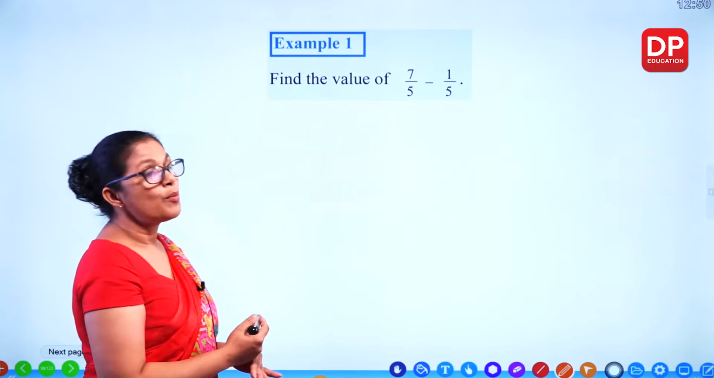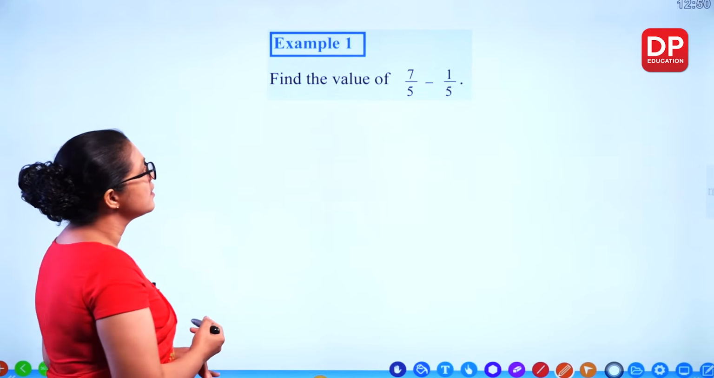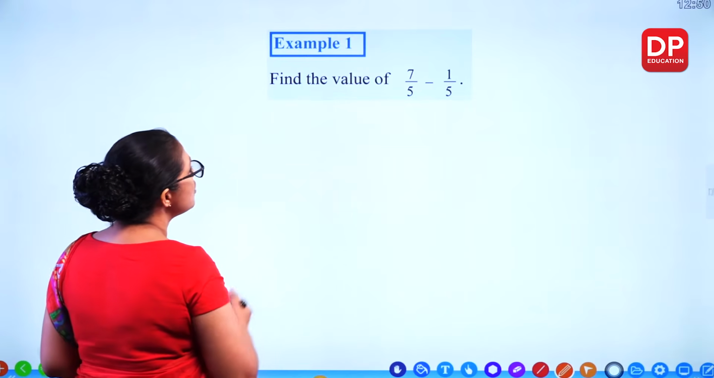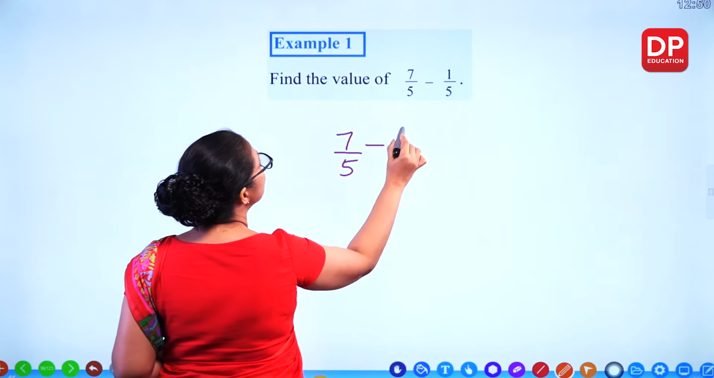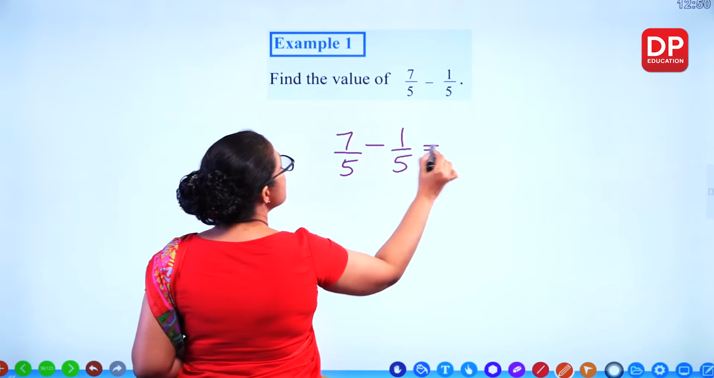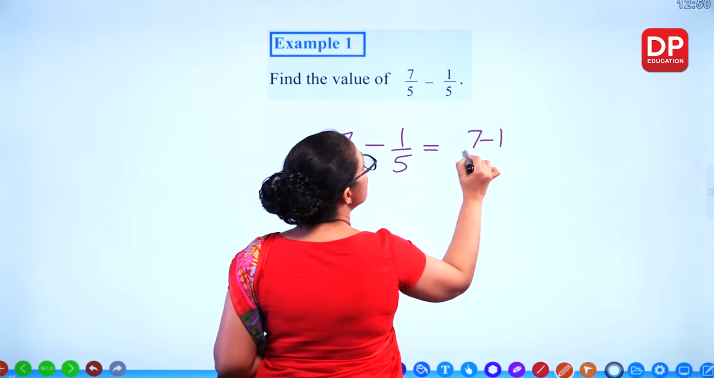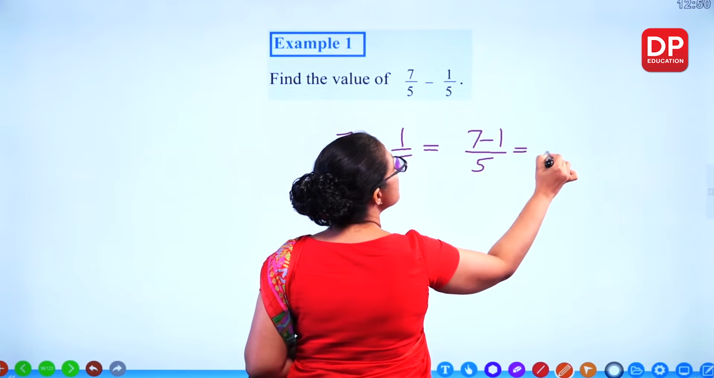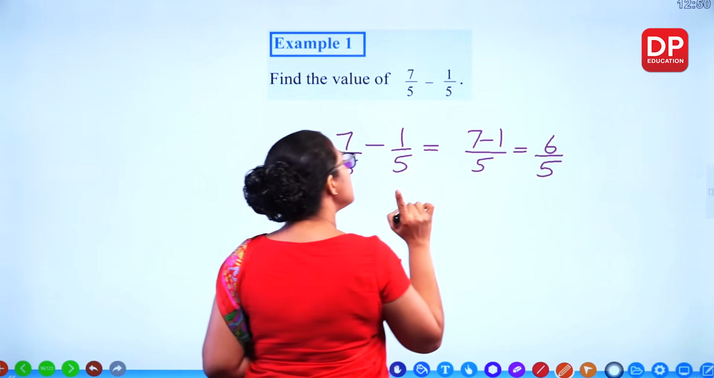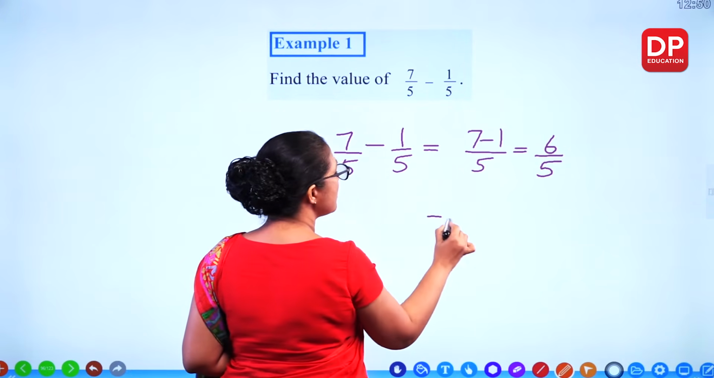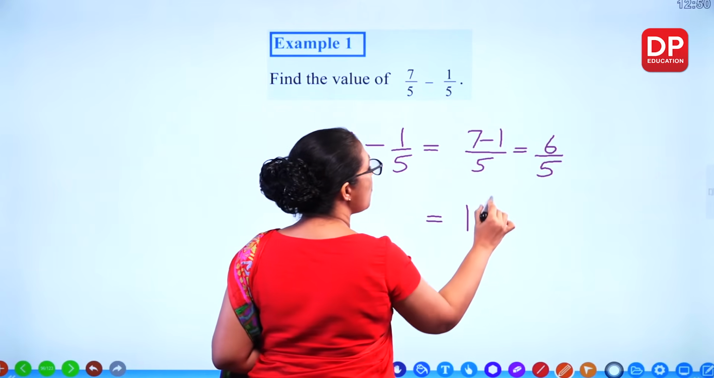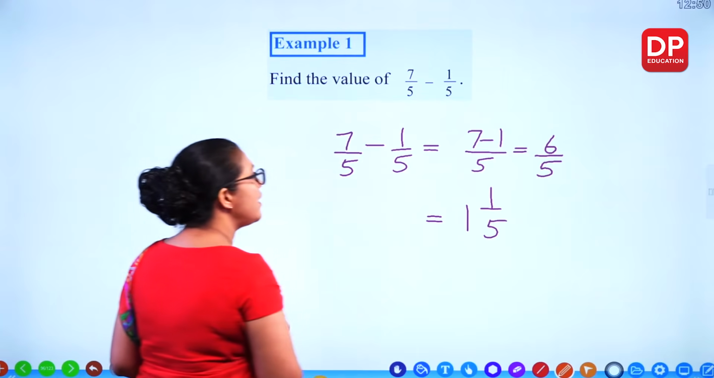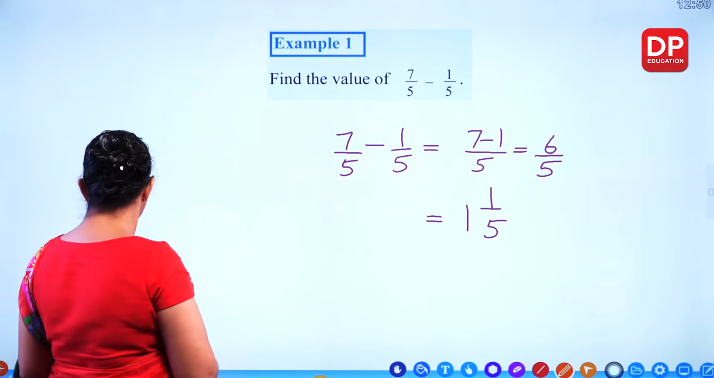Example number 1, now we'll do subtraction. Same denominator, just subtract the numerators. 7 minus 1 over 5, that's 6 over 5. This is an improper fraction. You can convert to a mixed number. One whole part is there and 1 is remaining. 1 and 1 over 5.